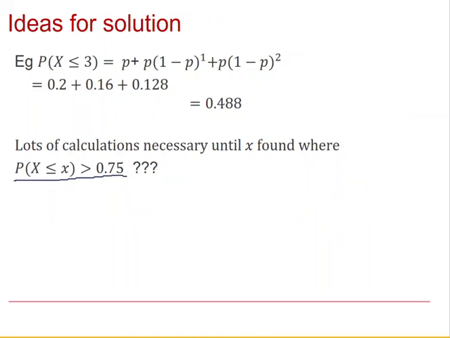Well, we could try some values for x, and at the top of this slide I've worked out the probability that X is less than or equal to 3. So for our model I've evaluated the probability that X is 1, 2 and 3, added them together and got 0.488. So clearly 3 is not the solution, and the solution needs to be larger than that. We could carry on trying different values of x until we found the first value for x where that probability exceeds 0.75.